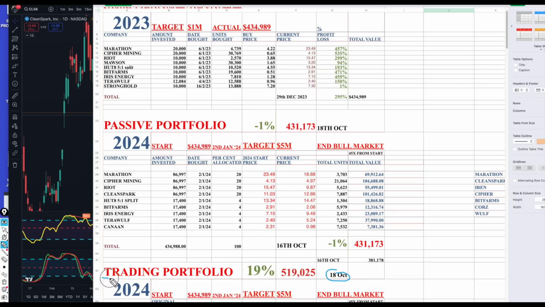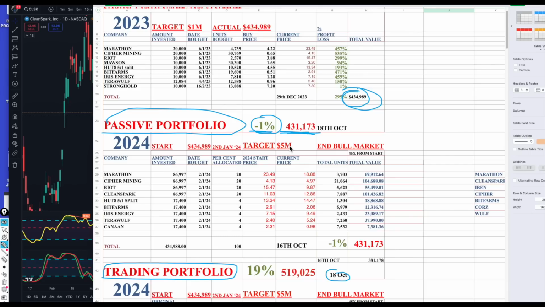And as a control to that, to see what would happen if we didn't do any trading whatsoever and just had a passive portfolio with that amount of money that we had at the end of 2023, which was $434,989, that is only just 1% down, while the Bitcoin miners have recently had a fall of just over 60%. So obviously they've risen recently, but this passive portfolio has really stood the test of time. It's only at minus 1%, and that's at 431,000. So we're basically back at the end of 2023 where we had this amount of money.